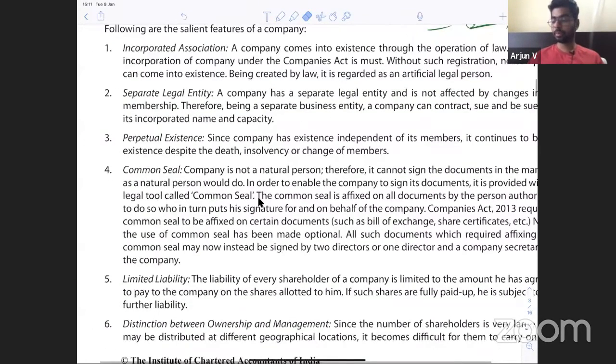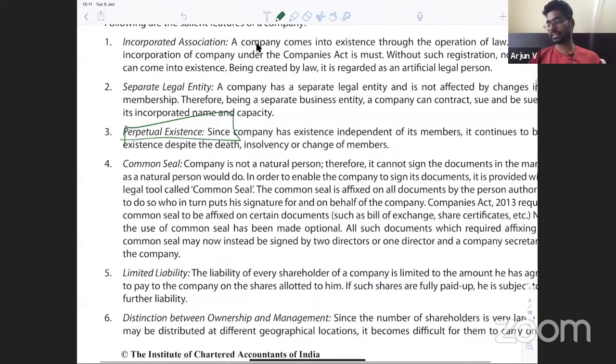Third one, perpetual succession. What did I say? Whether members come or members go, it does not affect a company. Company will continue to sustain. In case of a partnership firm, let's say all the partners die, the partnership firm automatically comes to closure. But that does not happen in case of a company. Are you all clear? Done.